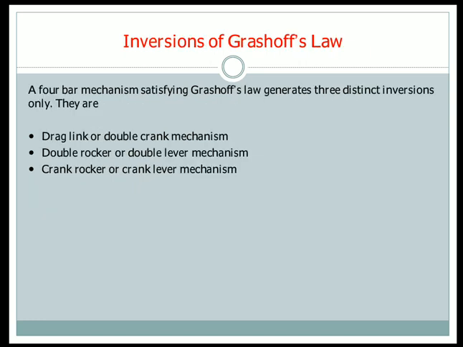So the Grashoff's law have some inversions also. We shall see the inversions. 4-bar mechanism satisfying Grashoff's law. Any mechanism which is satisfying Grashoff's law, it generates three different inversions. So they are drag link or double crank mechanism, double rocker or double lever mechanism, and crank rocker or crank lever mechanism. So the detailed mechanisms of this is not required.